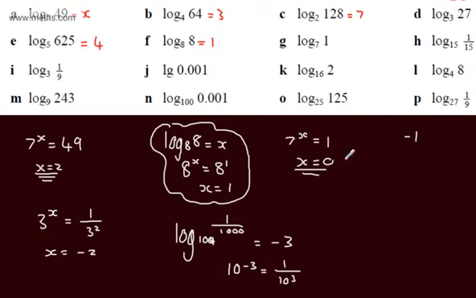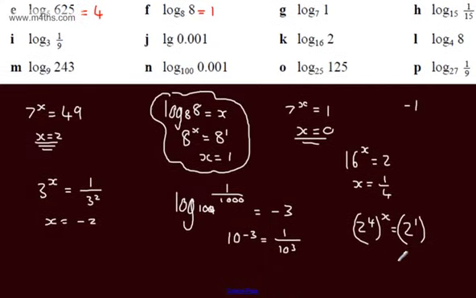If we look at this one now, we can say that 16 to the power of x is going to be equal to 2. We know that x will be equal to 1/4. 16 to the 1/4 power is equal to 2. If you like, you could write this now as 2 to the power of 4 raised to the power of x will be equal to now 2 to the power of 1. I think this is a long-winded way around, but if you want to, you can do that.